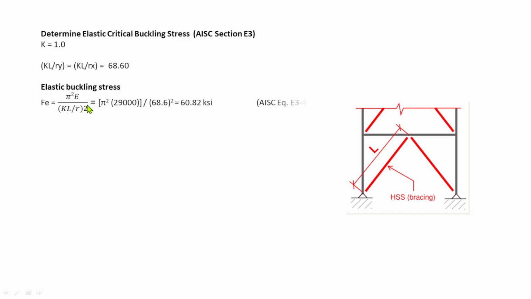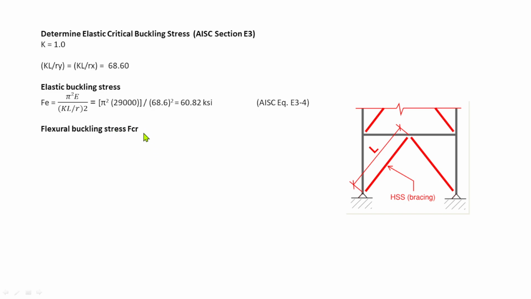The elastic buckling stress Fe is equal to pi squared times 29,000, the modulus of elasticity, divided by 68.6 squared, which is equal to 60.82 ksi. By the way, this equation is based on the AISC equation E3-4. So the next step is to calculate the flexural buckling stress Fcr.